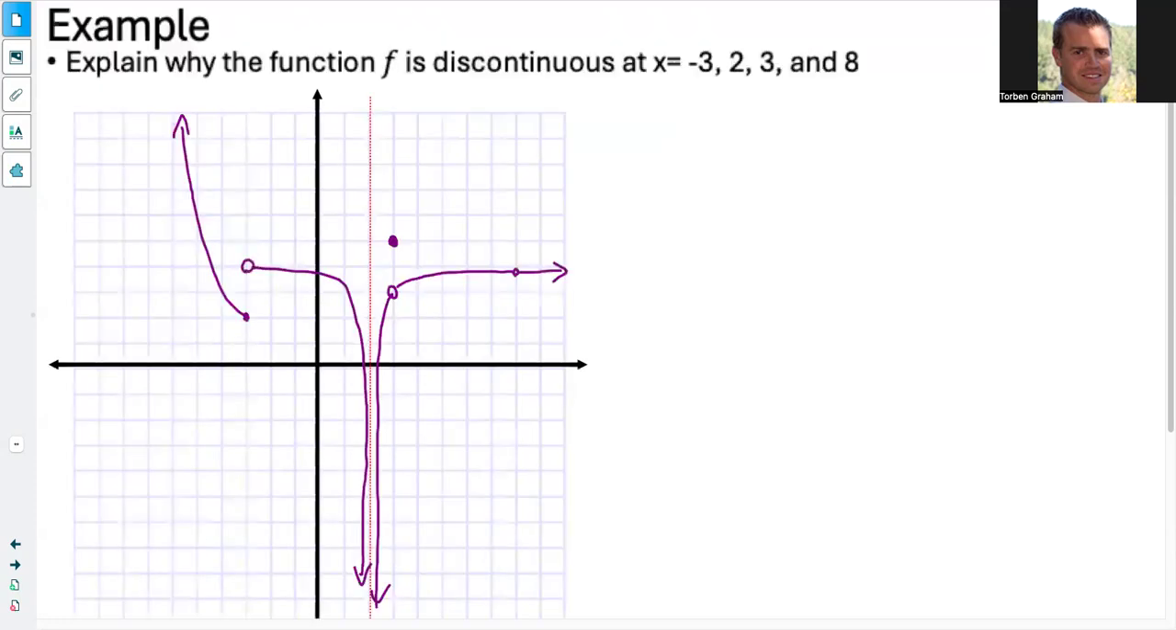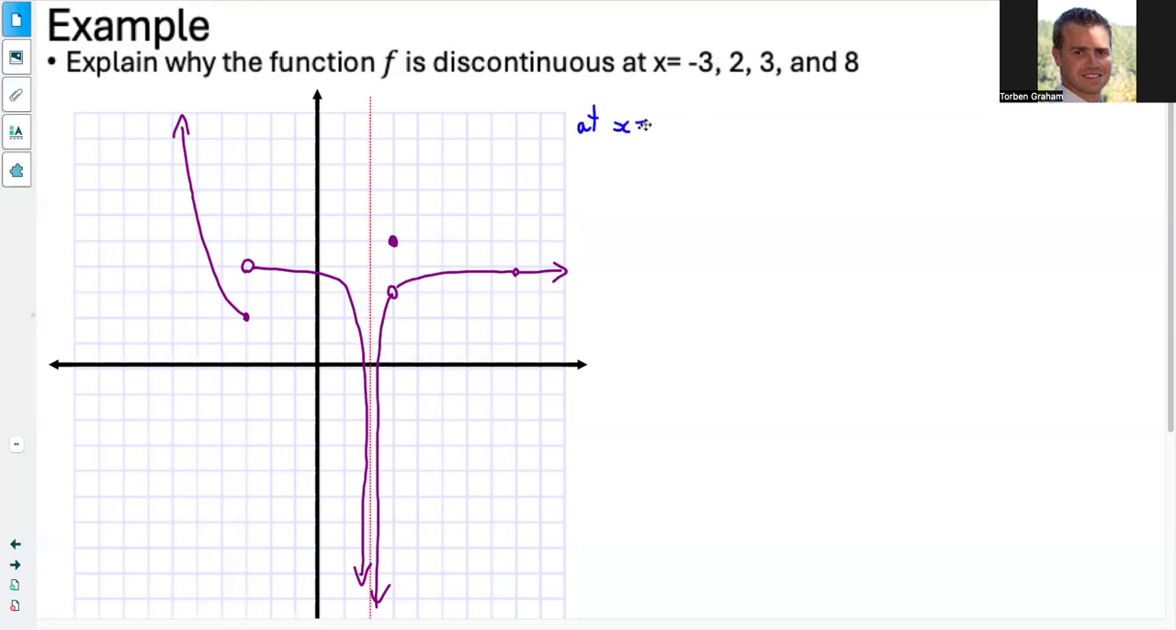So we have this graph here, and we want to explain why the function f is discontinuous at x equals -3, 2, 3, and 8. So we'll start by going left to right. We'll start with x equals -3.